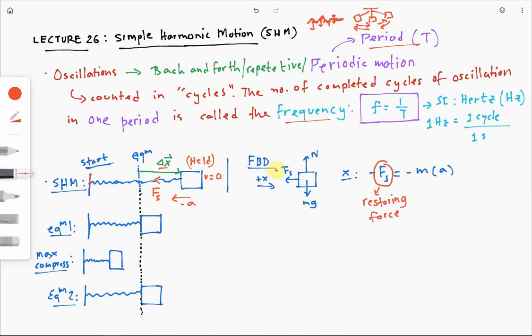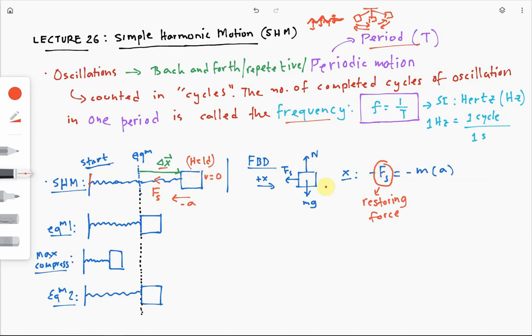Now let's draw a free body diagram to investigate what is happening. And these are the forces. The y direction is not really important for us because there is no motion in the y direction. In the x direction, what do we have? We have the spring force being exerted by the spring on the block.